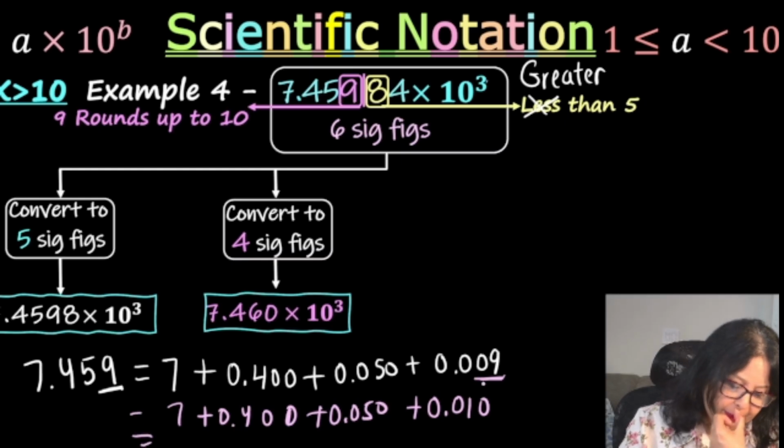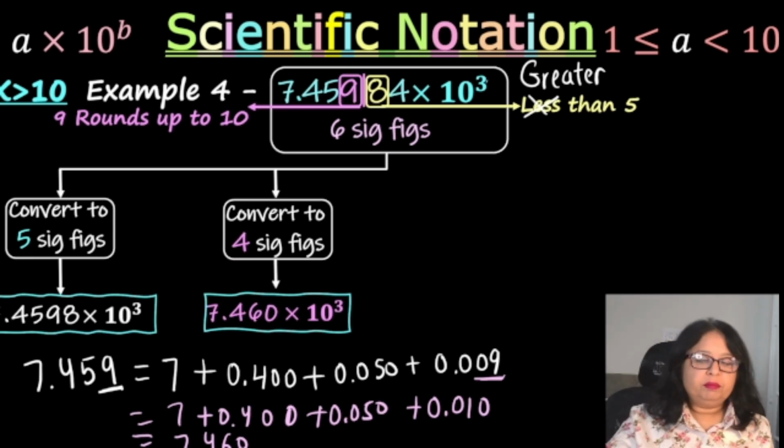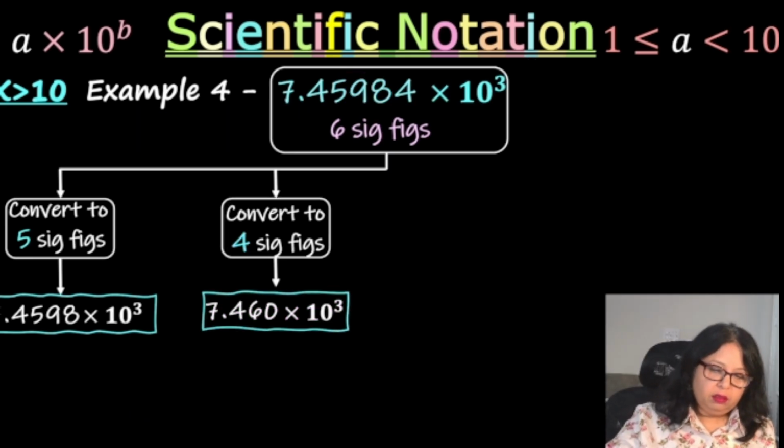What do I get? This will give you 7.460. Here you go. So that's how it rounded up. Got it? You did.